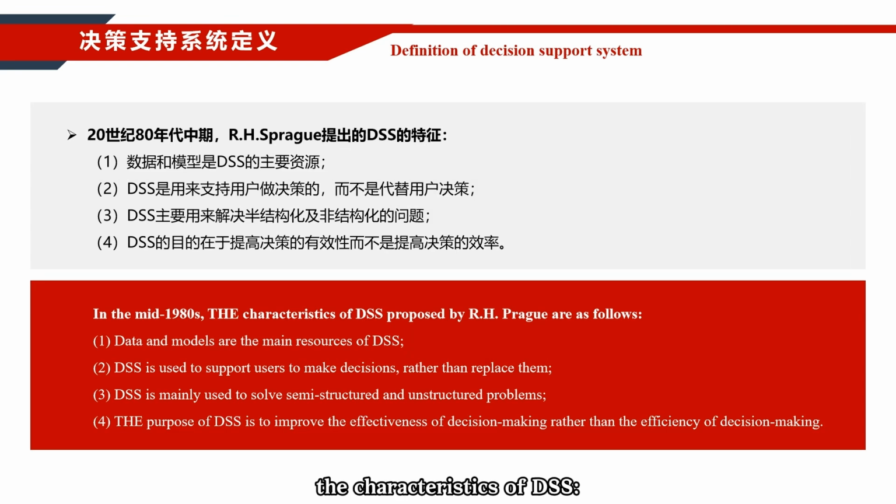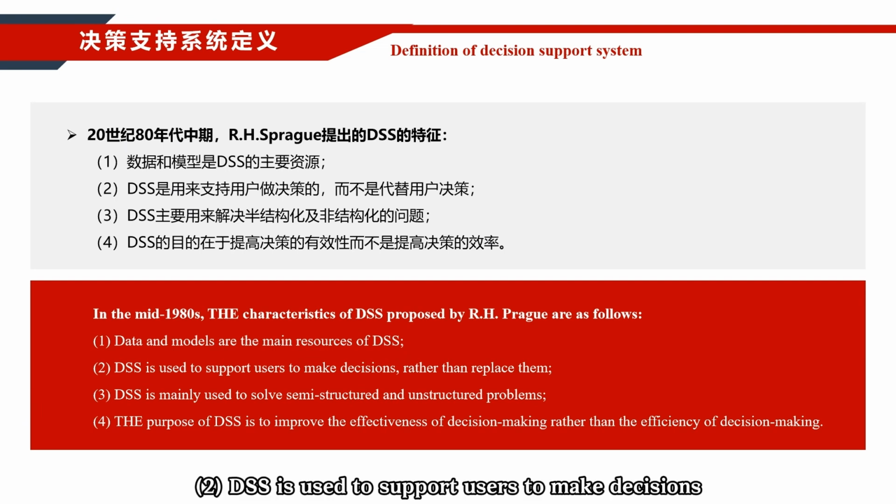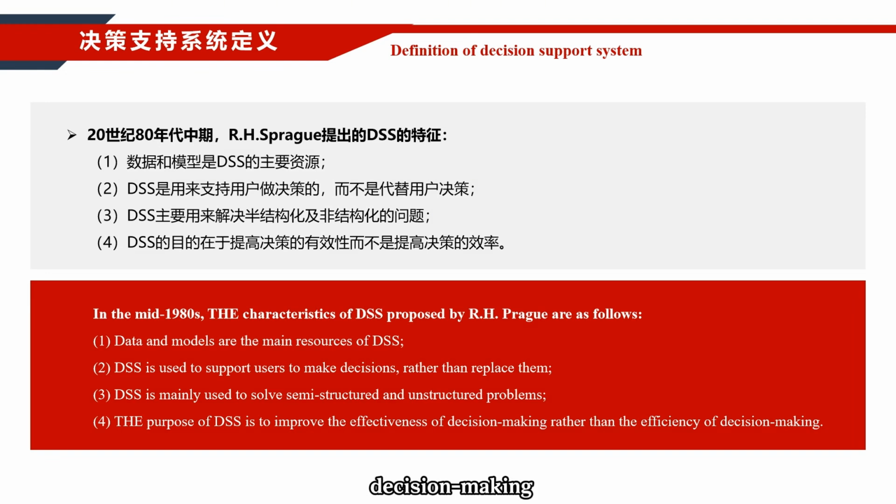The characteristics of DSS. One, data and models are the main resources of DSS. Two, DSS is used to support users to make decisions, rather than replace them. Three, DSS is mainly used to solve semi-structured and unstructured problems. Four, the purpose of DSS is to improve the effectiveness of decision-making, rather than the efficiency of decision-making.